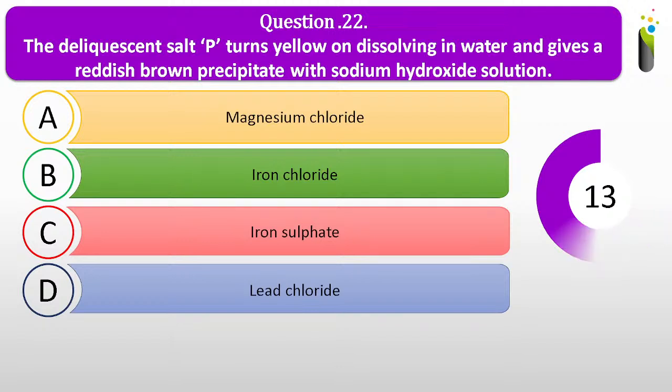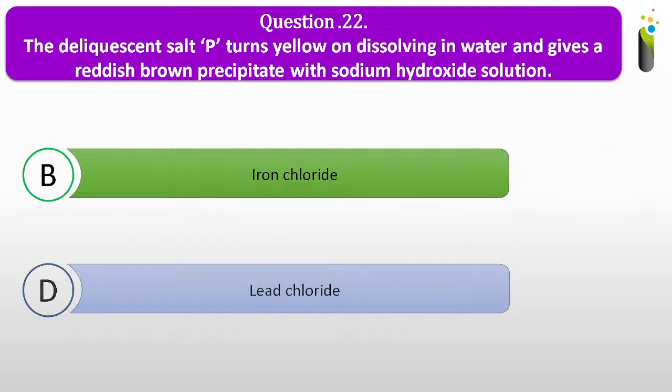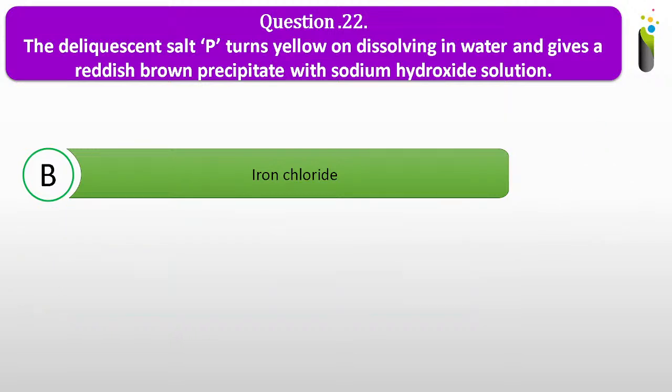So give me the answer for question number 22. The deliquescent salt P turns yellow on dissolving in water and gives a reddish brown precipitate with sodium hydroxide solution. So the answer to this question is B, that is iron chloride.